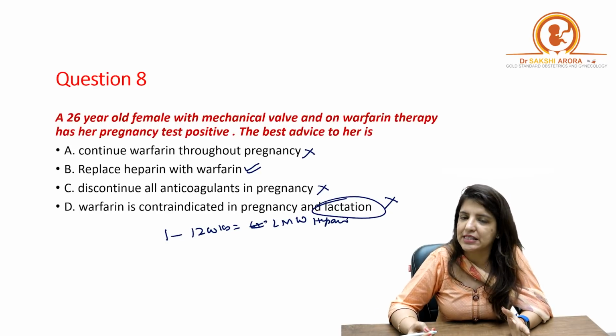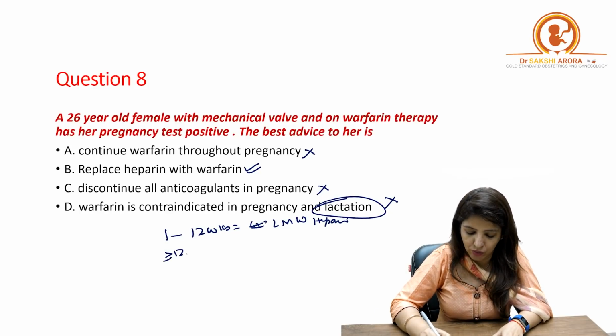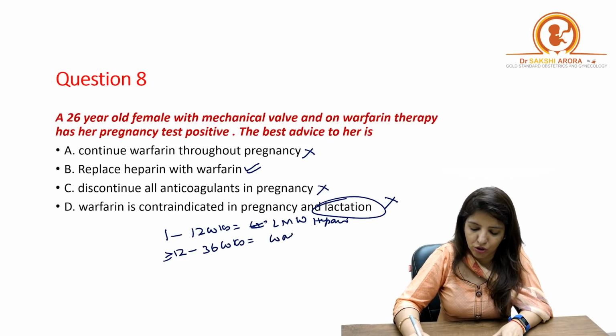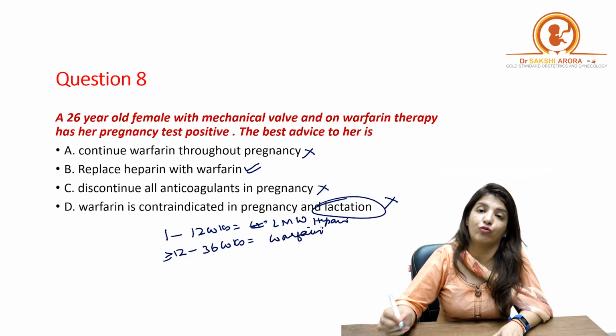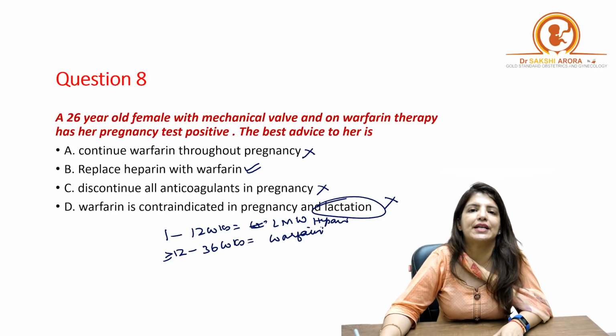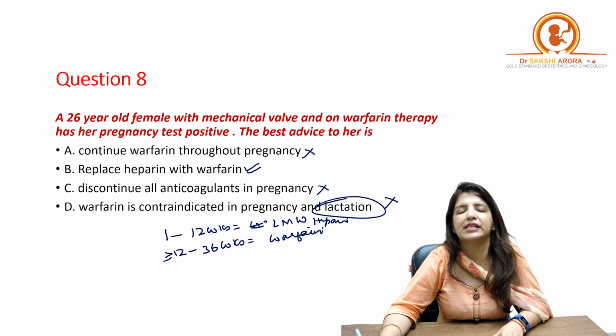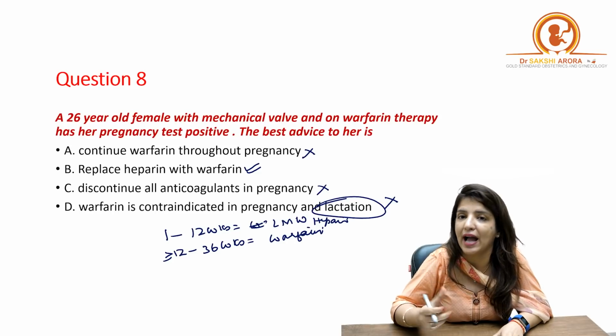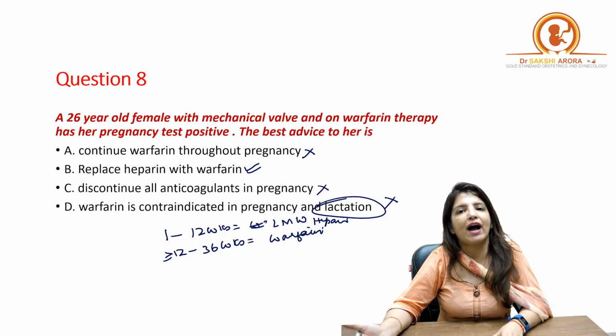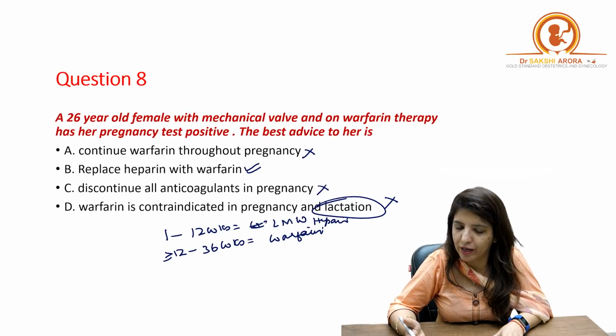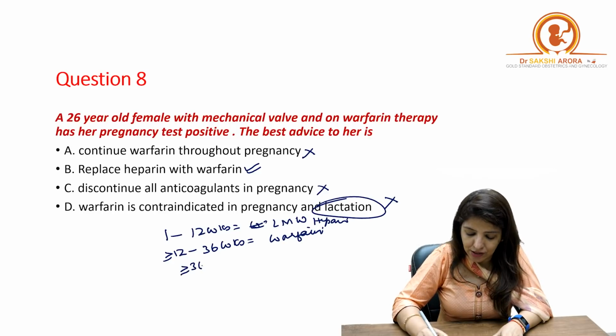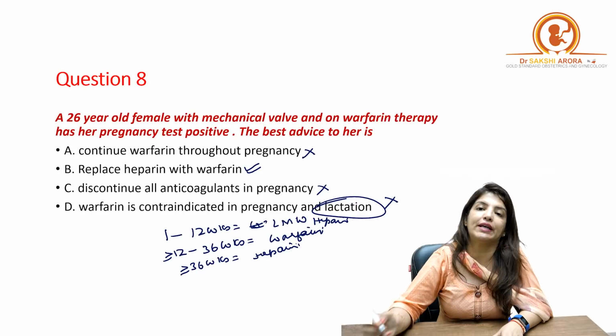After 12 weeks, that is from the second trimester onwards and up till 36 weeks, I am going to put the patient back on warfarin. That is because pregnancy is a hypercoagulable state and it needs a very, very strong anticoagulant, right? So I have to put the patient back to warfarin. But again at 36 weeks, I am putting the patient back on heparin.